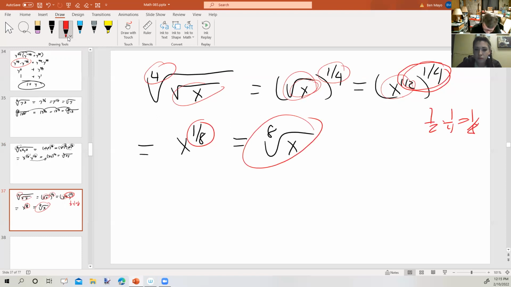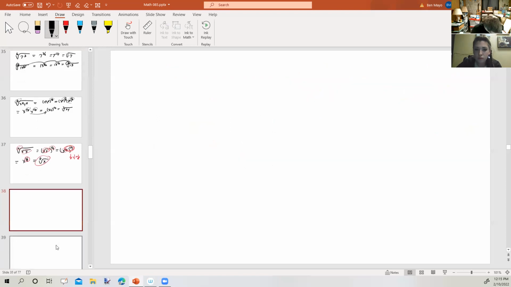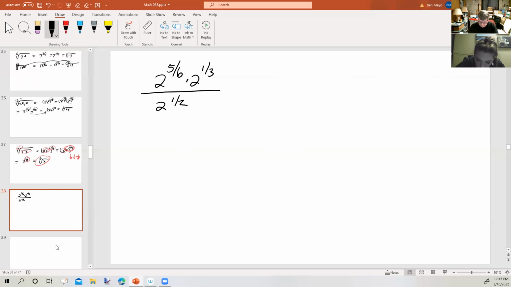Okay. All right. How about this one? 2 to the 5/6 power times 2 to the 1/3 power over 2 to the 1/2 power. So in the numerator, we're multiplying two powers with the same base. So we're going to add the exponents. So this is 2 raised to the 5/6 plus 1/3 power.